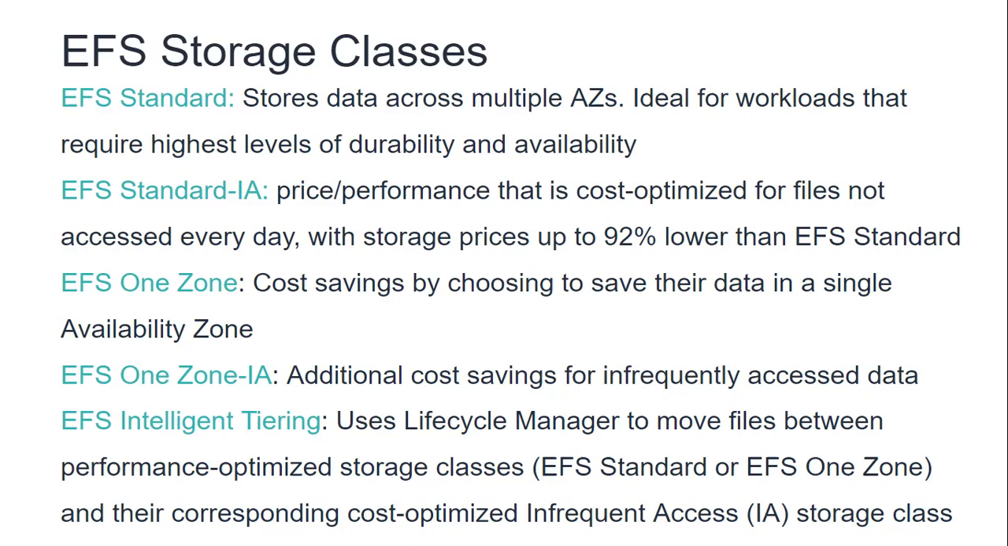So if you want performance, or you want to access it frequently, you would use EFS Standard, and then One Zone. I mean, you move it from EFS Standard to EFS One Zone if you want a lower cost. For data that is not frequently accessed, you move it from Standard to Standard IA, or One Zone to One Zone IA. So yeah, Intelligent Tiering would automatically handle that for you.